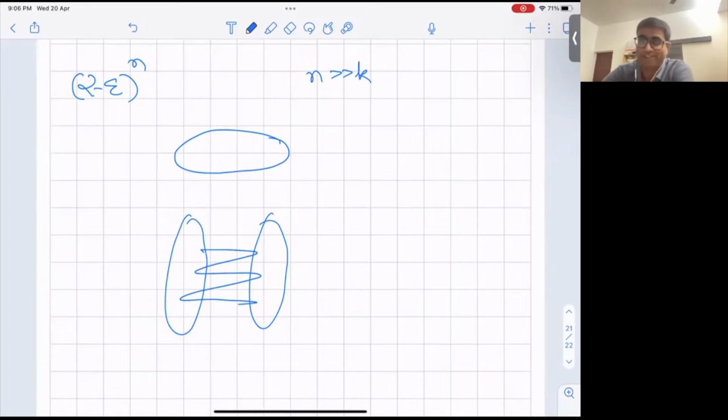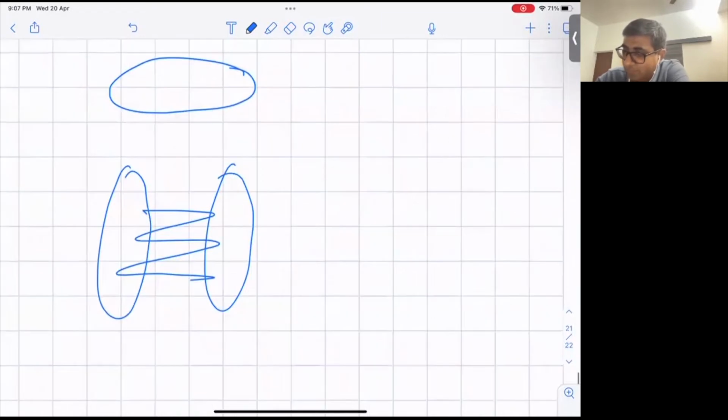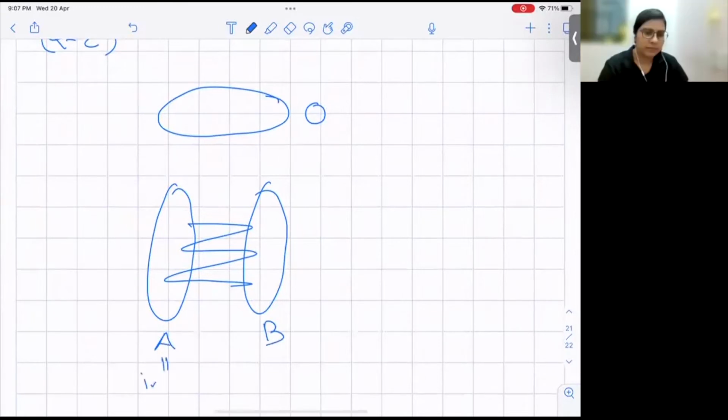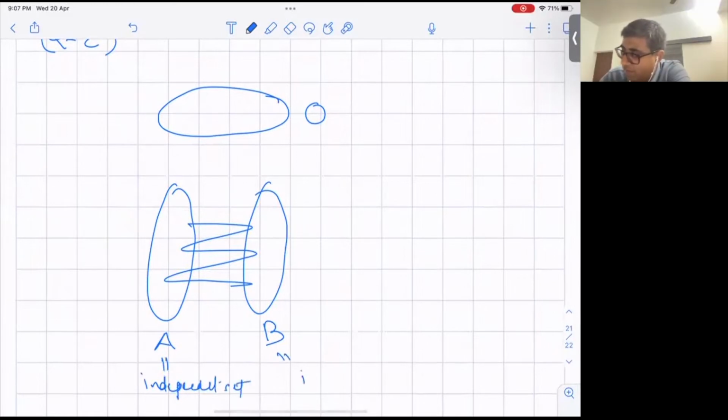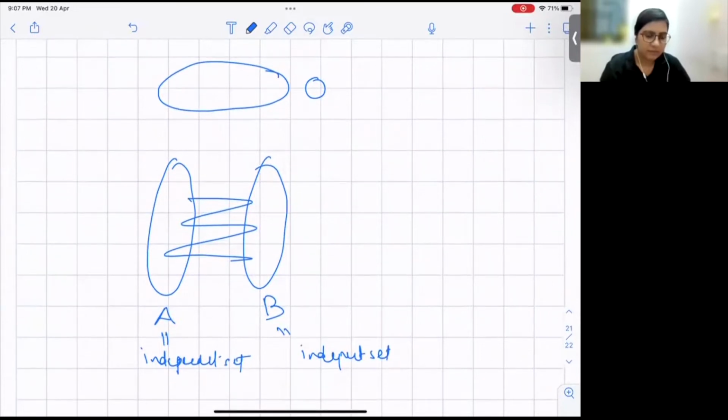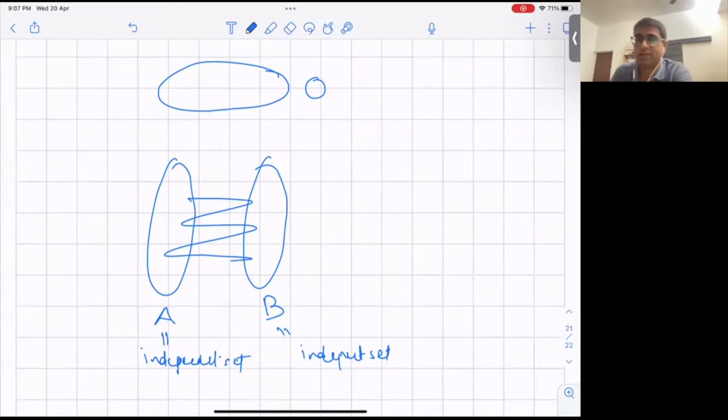But what does this teach you? What does this tell you? What are these objects, left and right? Let's say this is A and this is B. What is A? A is an independent set and B is an independent set. I actually wrote an algorithm now.